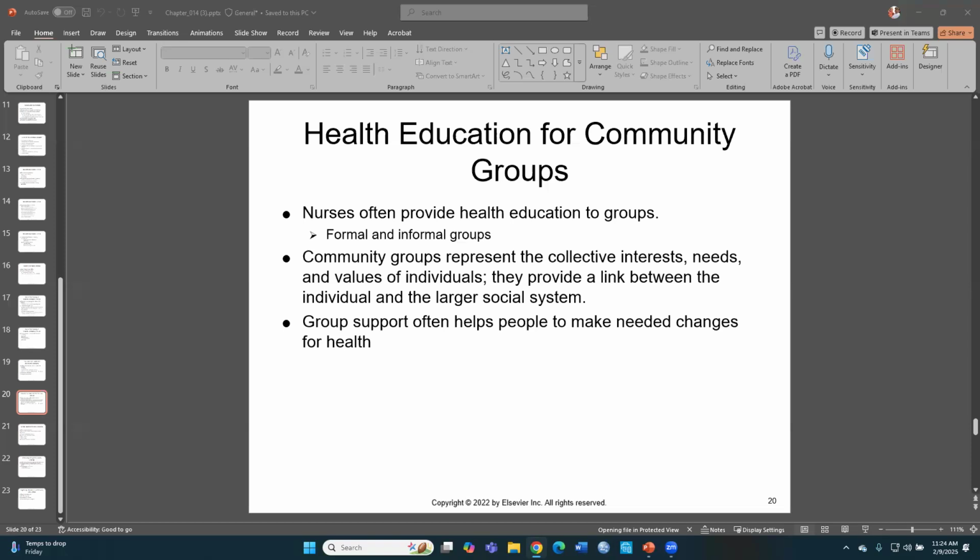Group support often helps people to make needed changes for health. And so that's one of the big reasons why we have those support groups that are out there for specific diseases, right? Like your breast cancer, your diabetics, even looking into Alcoholics Anonymous and Narcotics Anonymous. When people feel like they're part of a group, they get a little bit more motivation to try to make the necessary change within their lives.